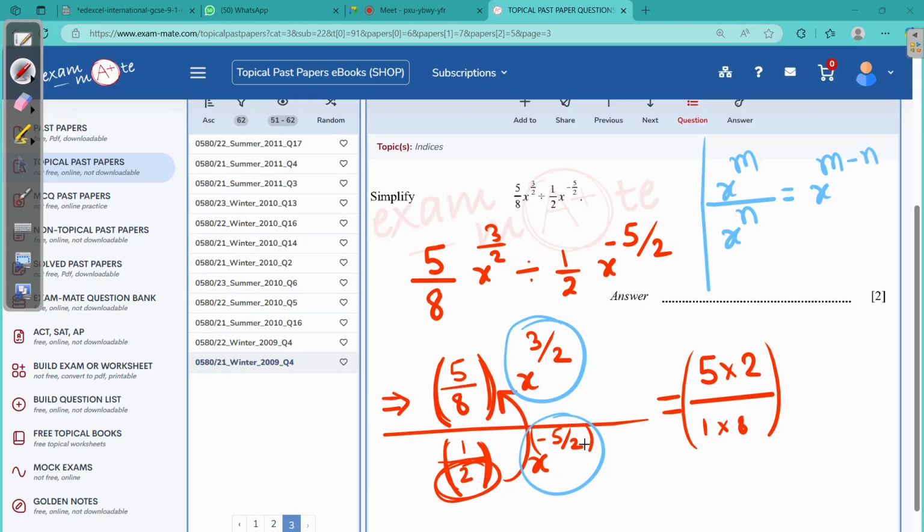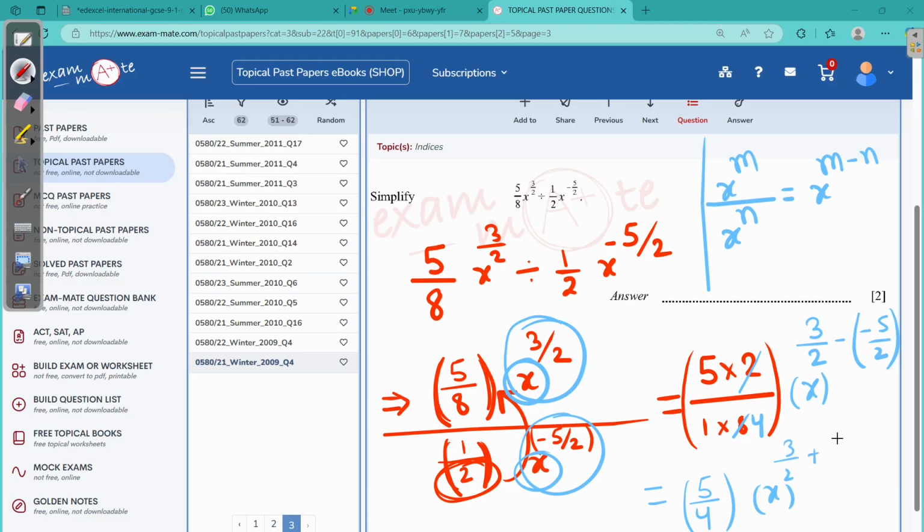So why should we not apply this rule directly? You have the same base x and they are in the division. So we should write x raised to power, see the numerator power first, that is the 3 by 2, minus the denominator power, that is the minus of 5 by 2. Are you getting this? So you can simplify this one also. 2 and 8 can be simplified as 4. So we are getting 5 over 4, and this is x raised to power 3 over 2 plus 5 over 2. Are you getting this?